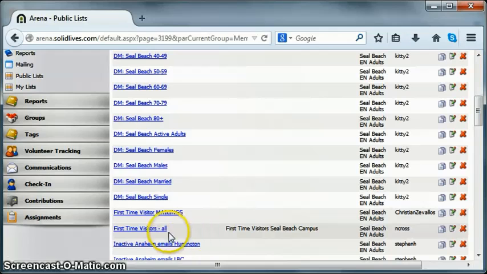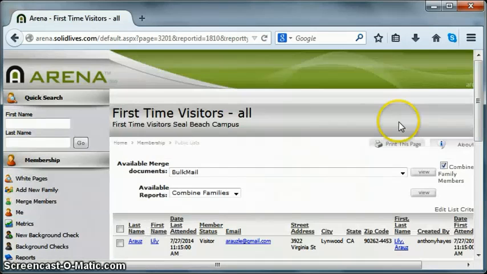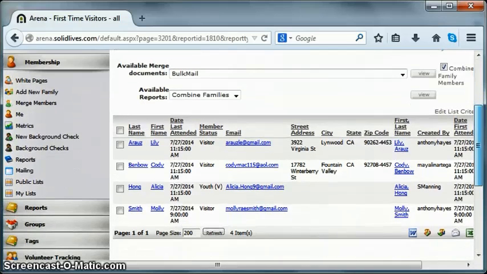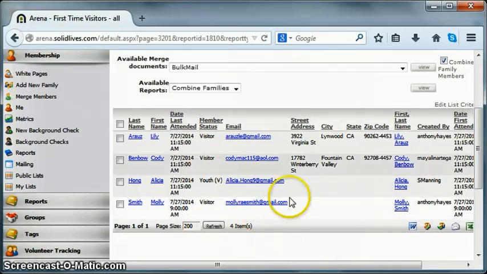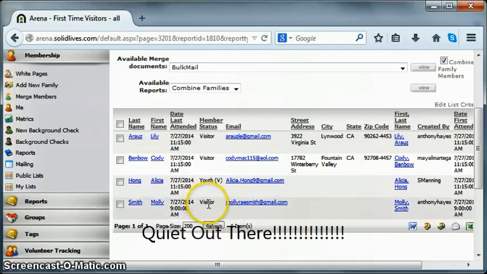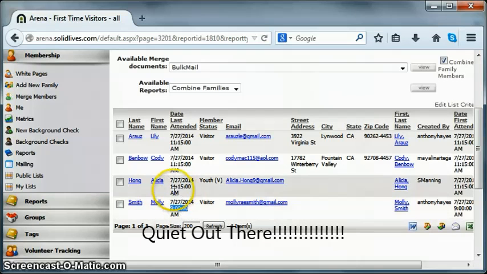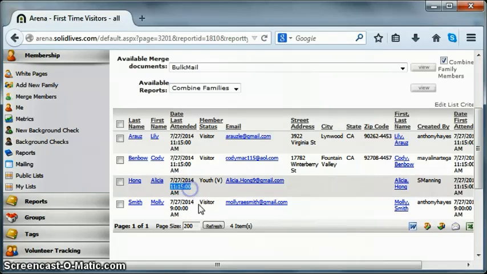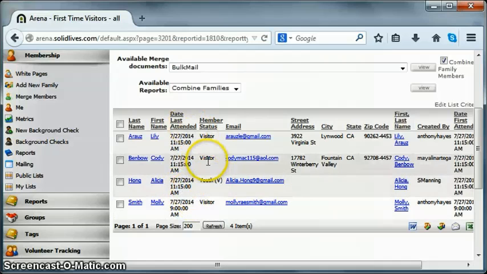And this is the main reason we have this first time visitors all, so we can see all the first time visitors. Okay, so here's our visitor count. You see this 9 a.m. here? That means first service. Second service is 11:15. So we had 2 adults here. They're both in second service with 1 youth in second service. So that's just going to be 3 adults in second service.